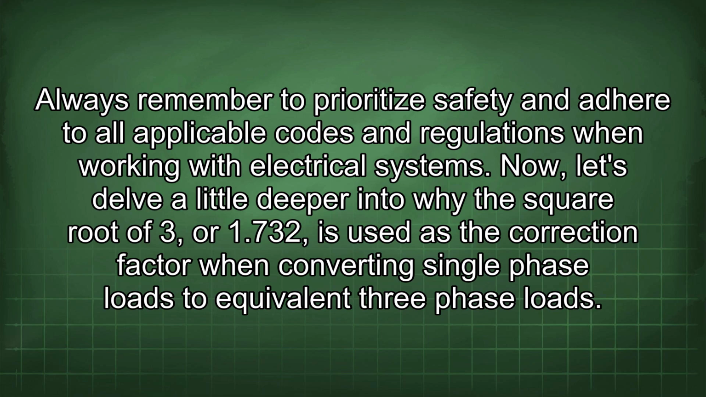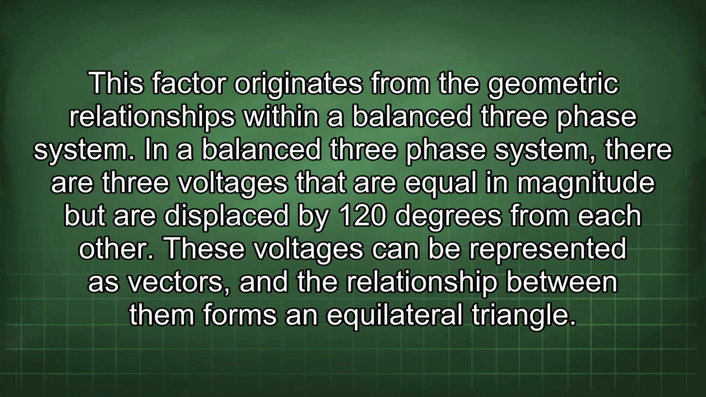Now let's delve a little deeper into why the square root of 3, or 1.732, is used as the correction factor when converting single-phase loads to equivalent three-phase loads. This factor originates from the geometric relationships within a balanced three-phase system. In a balanced three-phase system, there are three voltages that are equal in magnitude but are displaced by 120 degrees from each other. These voltages can be represented as vectors, and the relationship between them forms an equilateral triangle.